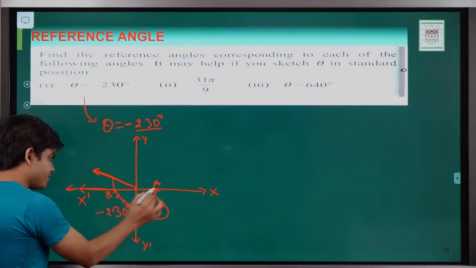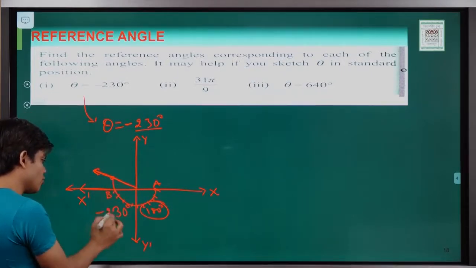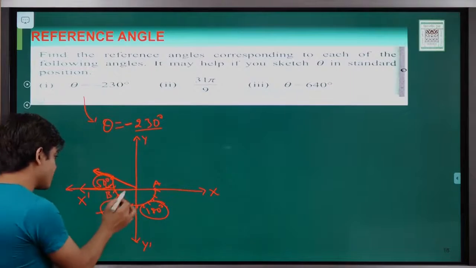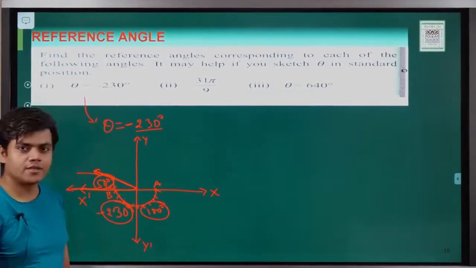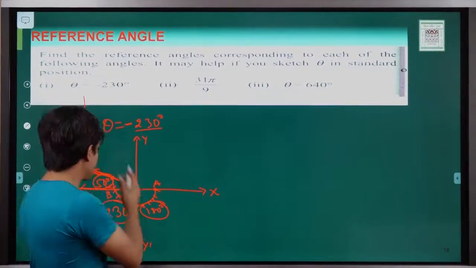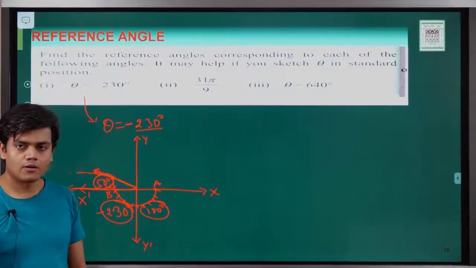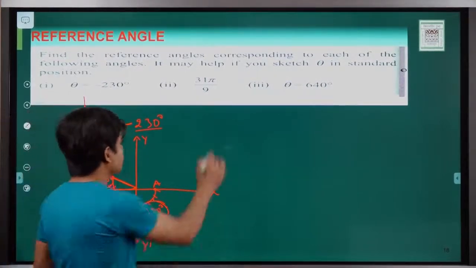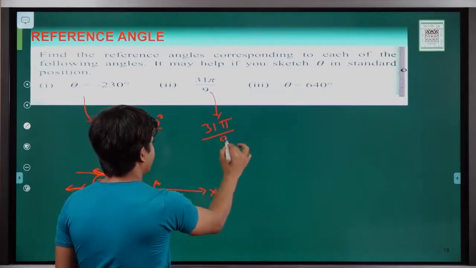Okay, and from here to here, we have rotated through 230. So certainly this angle will be what? 50 degree. So the acute angle between x-axis and the terminal side is what? 50 degree. Therefore, our reference angle will be what? 50 degree. All right. So now we are going to discuss about this 31 pi by 9.